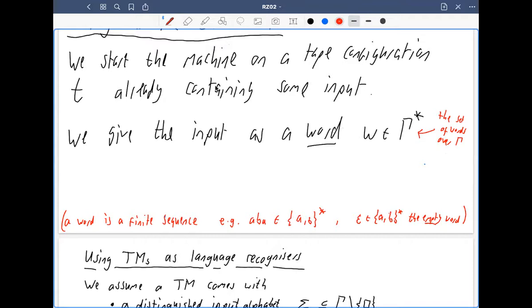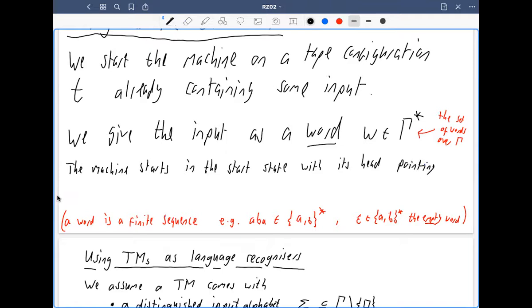and the machine starts in the start state with its head pointing at the leftmost symbol of W, of the input word.